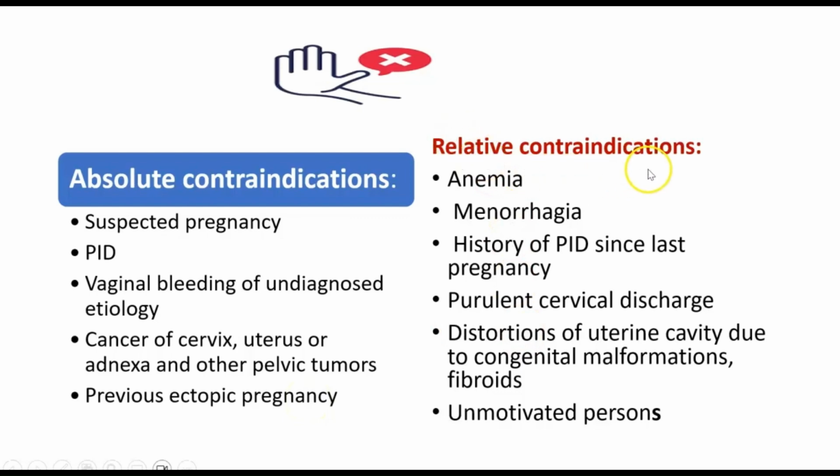Relative contraindications include anemia, menorrhagia. So these are the common side effects of your IUCD insertion. There is increased uterine bleeding. There may be bleeding in between the periods. So we will not prefer in the patient who are already having these problems like anemia, menorrhagia, history of PID since last pregnancy, purulent cervical discharge, distortion of uterine cavity due to the congenital malformations or fibroid, and if the person is not willing, she is not a motivated person, because we need to check the tail regularly from time to time if the person has accepted the IUCD insertion. So these are absolute contraindications and these are your relative contraindications.